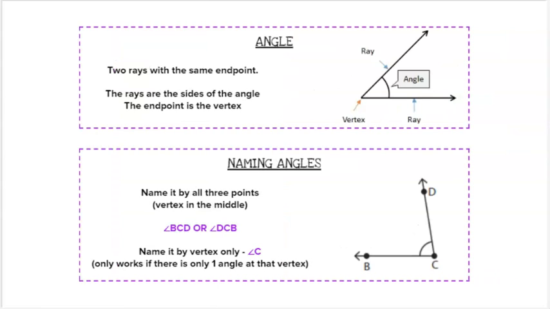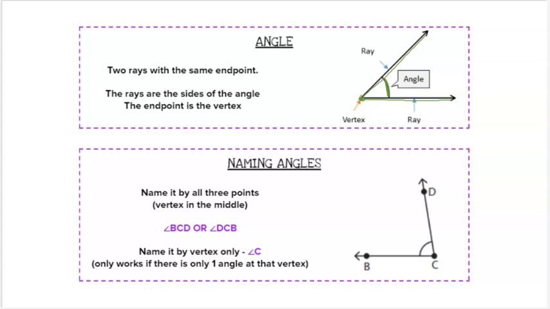Angle: two rays with the same endpoint. The rays are the sides of the angle and the endpoint is the vertex. So we have two rays, ray 1 and ray 2, and they share that vertex, that endpoint. The inside is the angle measure, so how big that mouth opens up. I like to think like Pac-Man or an alligator. How big that mouth opens up determines how big the angle is.